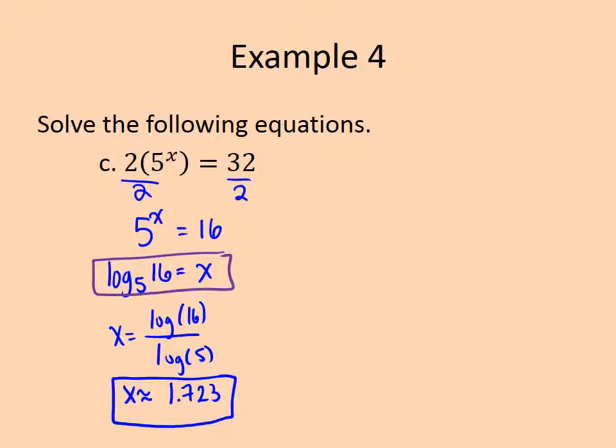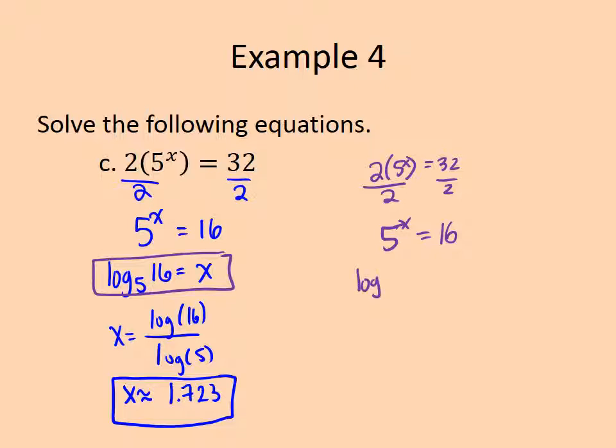Now, the other method involves taking the log of both sides. For both methods, you must first isolate the exponent. So let's return to the original problem. We have to divide both sides by 2. So we have 5 to the x equals 16. Now, at this stage, we want to take the log of both sides. Since the base is 5, it's going to be more efficient to take the log base 5 of both sides.